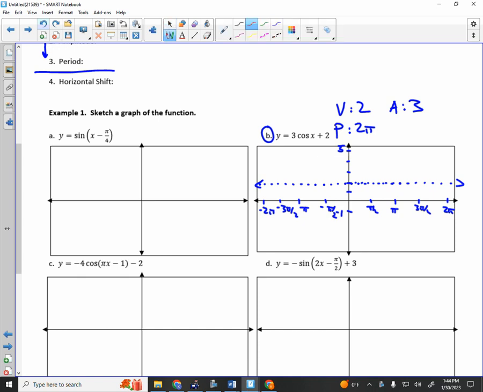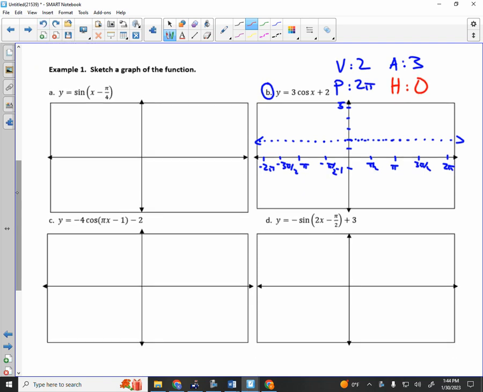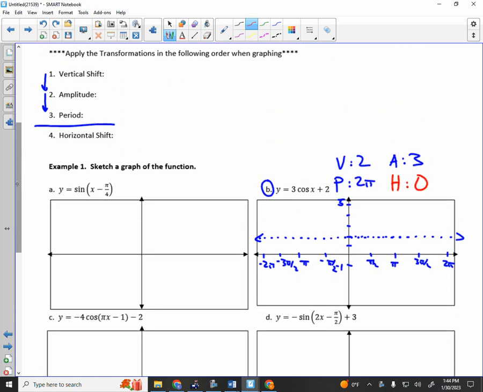And as you said, there is no horizontal shift. As you notice, there's nothing sitting in your parentheses around the x. Here I do have a horizontal shift, here I have a horizontal shift, here I have a horizontal shift, but I do not have one there. So I went vertical shift, amplitude, period. There's no horizontal shift, so we don't need to worry about it.